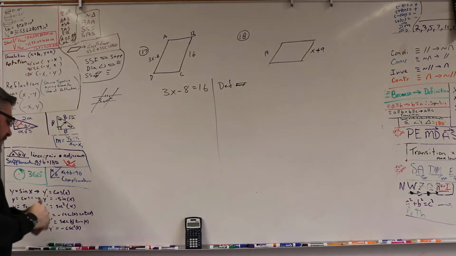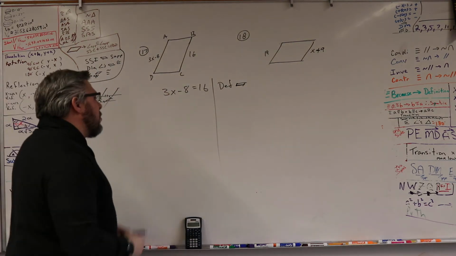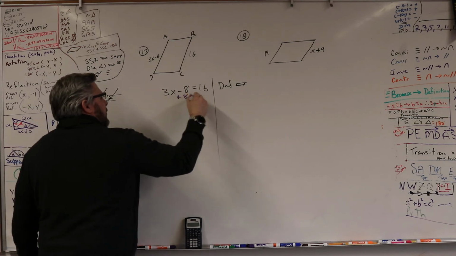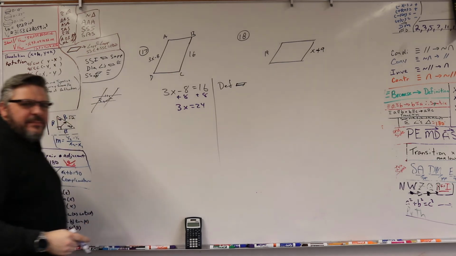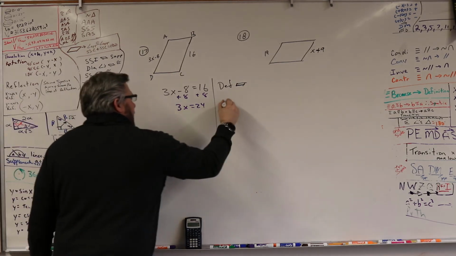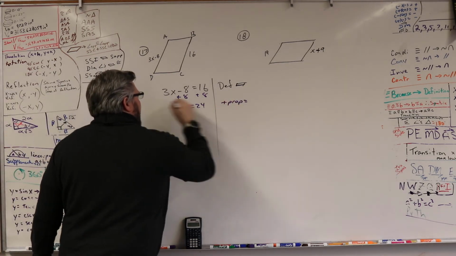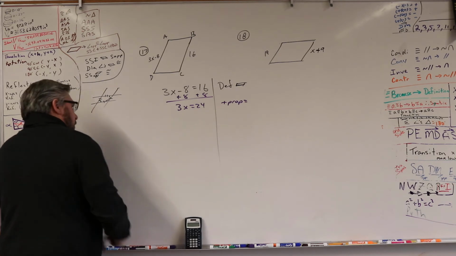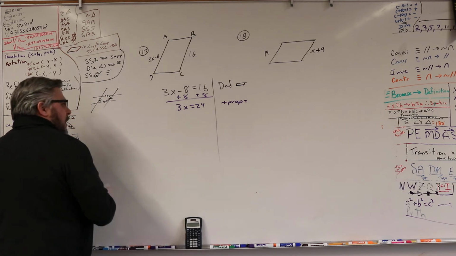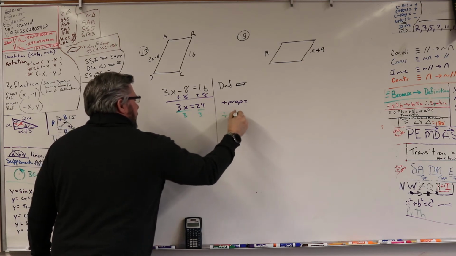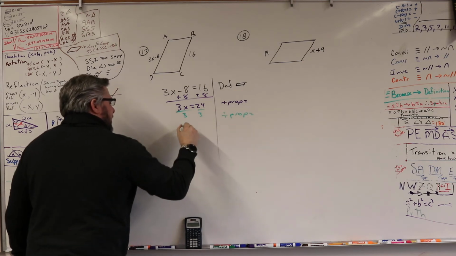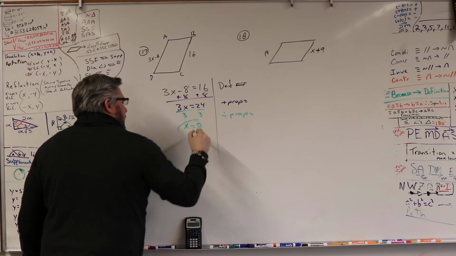Alright, so then what? Well, plus 8. So we have 3x equals 24, and that's addition property of equality. And then division property of equality says that x is equal to 8. And that's it.